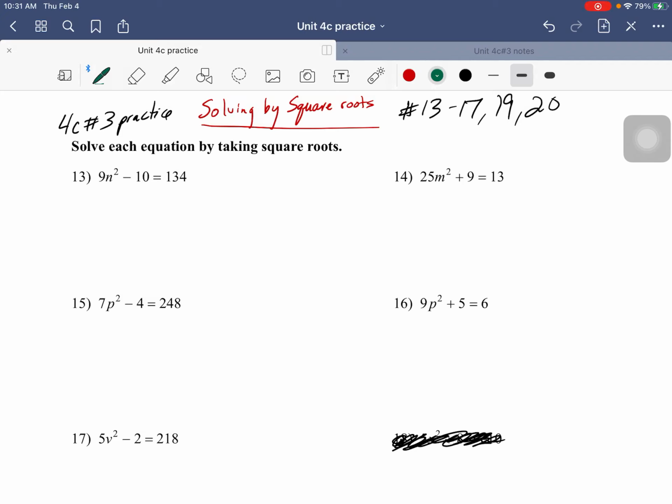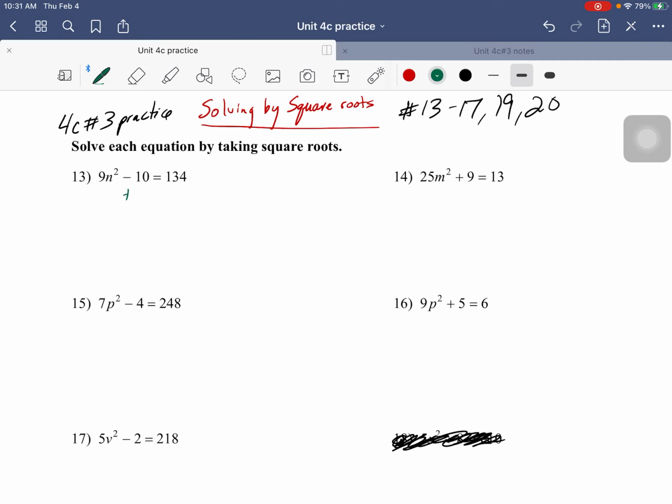All right, so we're solving by square roots. This is 4C number 3 practice. All of 4C is how to solve quadratic equations. This is all about order of operations and doing the reverse order of operations. So if you have addition or subtraction, you take care of that first, then multiplication, division, then exponents. If they're on the outside of parentheses, then parentheses, you start over order of operations inside of those again.